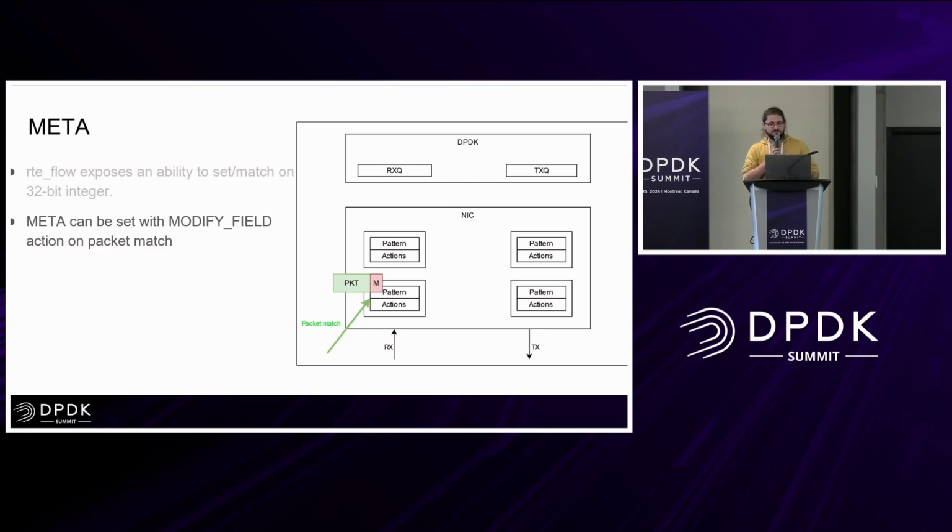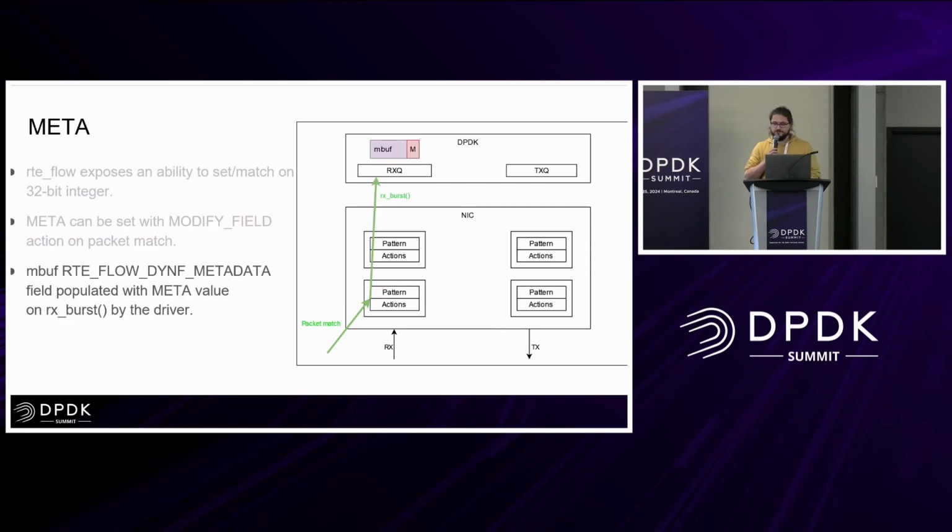So let's say that the packet hits some flow rule, which means that we're matching a pattern and we're executing some actions. There is an action called modify field, normally used to perform address translation or port translation of the packets, but it can also set this 32-bit integer to some specific value. This now goes to the hardware with the packet, and when it reaches the application, the drivers set this metadata value in the mbuf. And this is set in the dynamic field RTE Flow dynf metadata. So basically, after RX burst, we have the ability to look up this data set by the NIC.